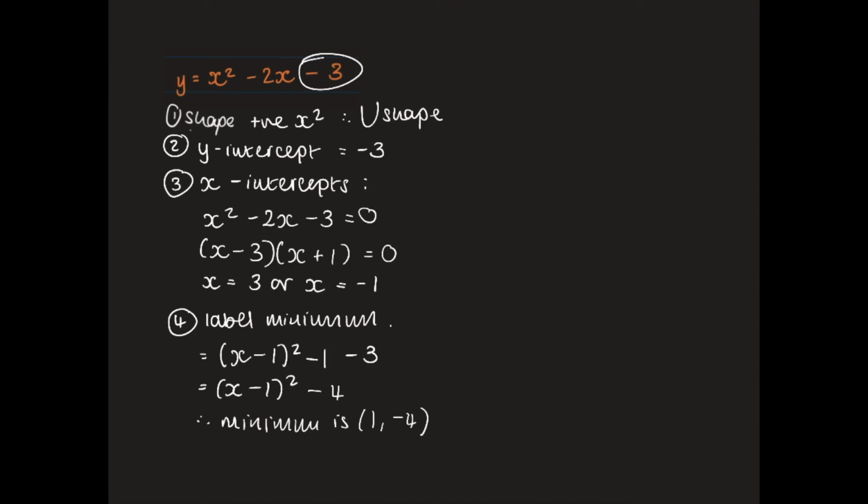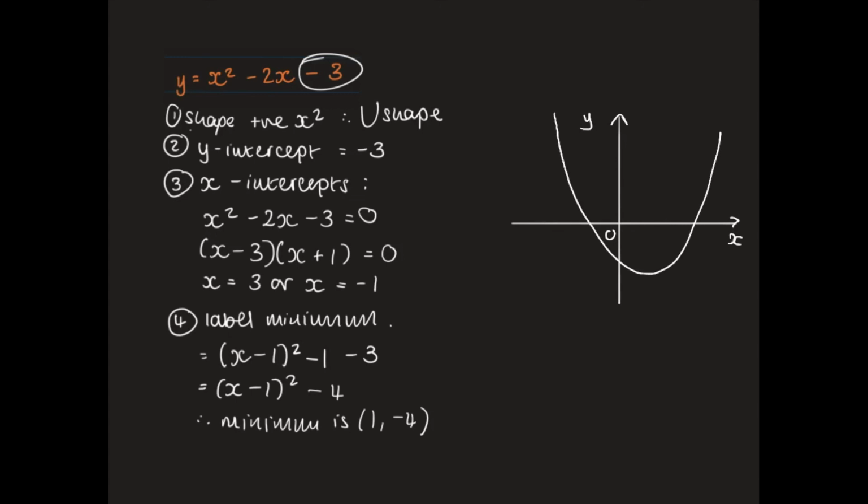So I'm going to draw some nice straight axes. Label my axes, label my origin. So I know I go through minus 1 and 3. I know that my y-intercept is minus 3. I'm going to label my minimum, which is 1, minus 4.